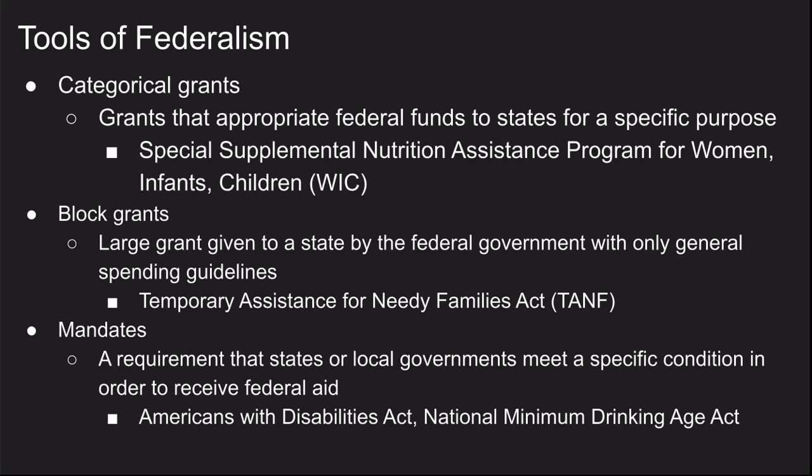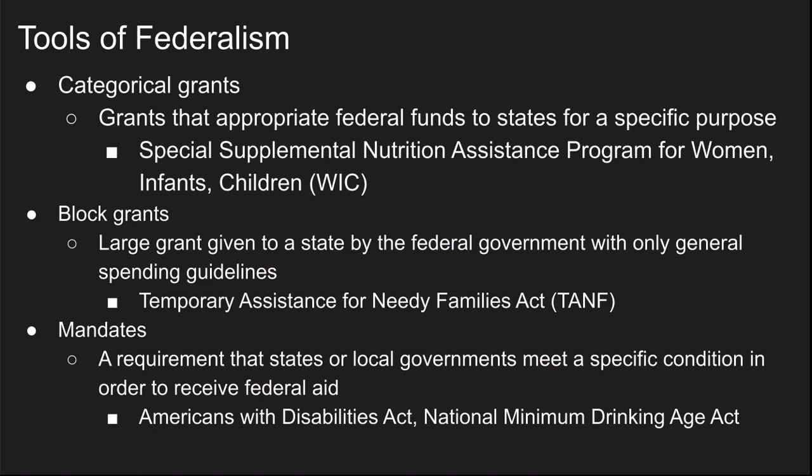When we think of the tools of federalism, how can the federal government maintain power over the state governments? How can a president and a conservative Congress in the 1980s ultimately delegate powers back to the states? The first would be categorical grants, and categorical grants generally give more power to the federal government. Categorical grants are grants that appropriate federal funds to states for a specific purpose. For example, the Special Supplemental Nutrition Program for Women, Infants, and Children, or WIC. That is giving money and assistance to those people that need that assistance, and they do so through the federal government.